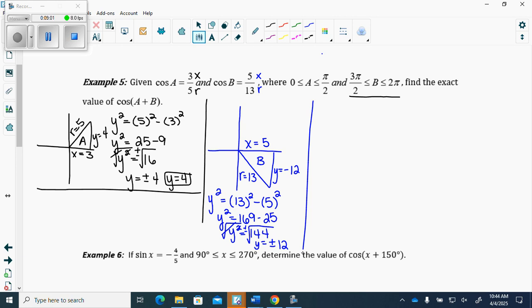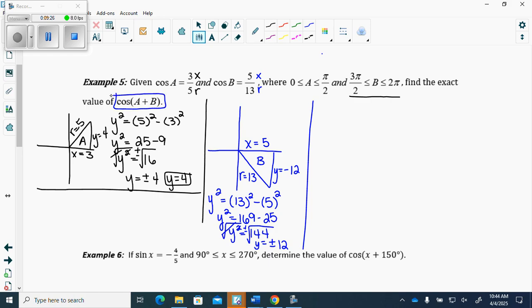Okay. Then, after those are drawn, I still worry. Let's keep reading. Find the exact value. Exact value means not a decimal, right? You could have an exact decimal if it terminated, like 1.5. That's exact. But we want the exact value of cos A plus B.